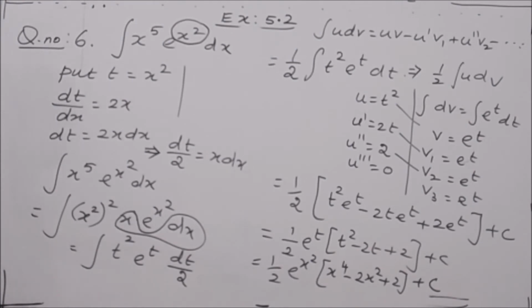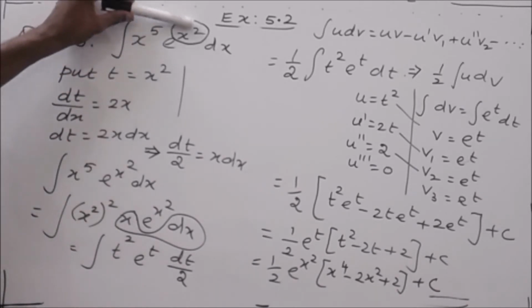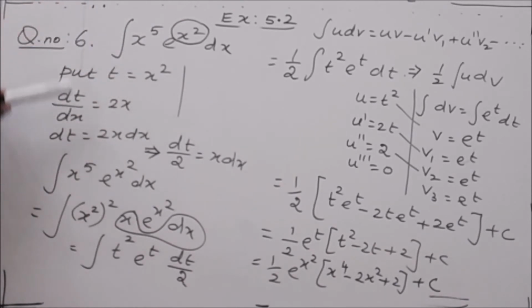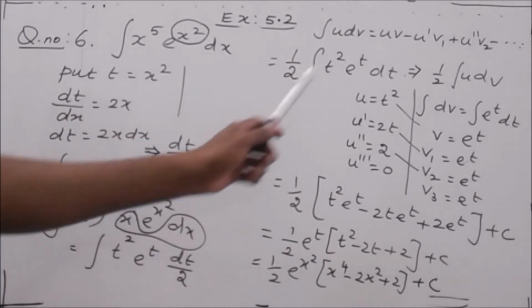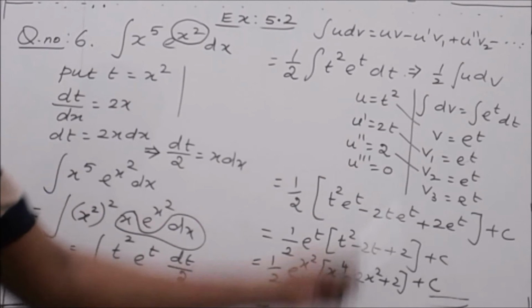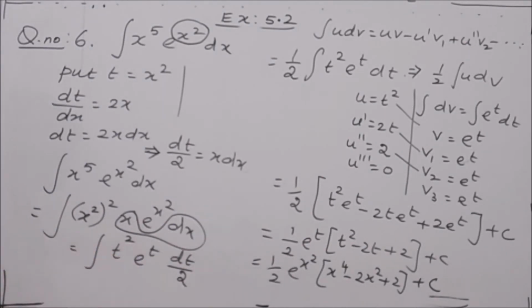It will be asked in 5 marks. It's very important. Without substitution we cannot go directly with the answer. So first of all choose the function x square as t and then substitute in it, then reduce the function to t square e power t dt by 2. Then take 1 by 2 out, 1 by 2 into integral t square e power t dt. This is in the form of integral u dv. Then you can choose the Bernoulli formula and apply it.